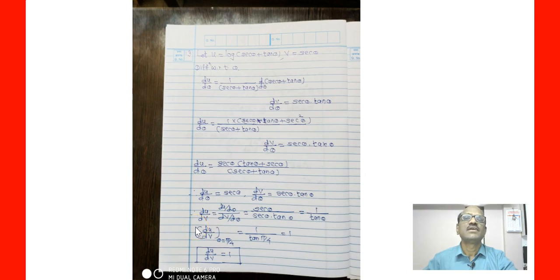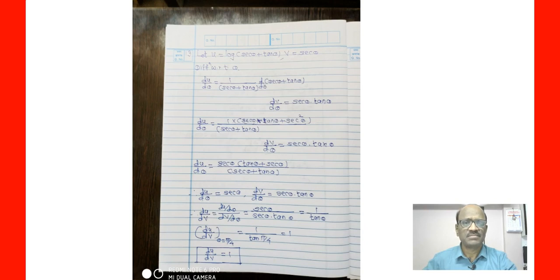And what is the answer? du by dv is equal to (du upon d theta) upon (dv upon d theta). That is sec theta upon sec theta into tan theta, and sec theta gets cancelled. You are getting 1 upon tan theta. But the differentiation is to be found at the point theta is equal to pi by 4, and the value of tan of pi by 4 is 1, and hence du upon dv is equal to 1, and hence option B is the correct one.